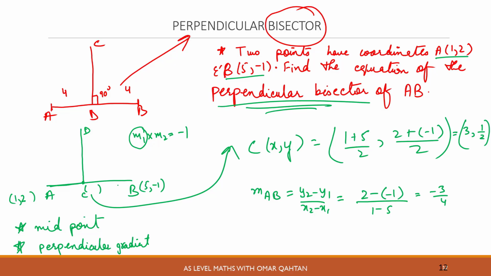This is the gradient for the line AB, but we don't need it. What we are looking for, we want to find the gradient of this line CD. Good thing is that we know that if a line is perpendicular to the other line, we can use this formula. This will become minus 1 upon mAB. So minus 1 upon minus 3 upon 4 will be equals to 4 upon 3.